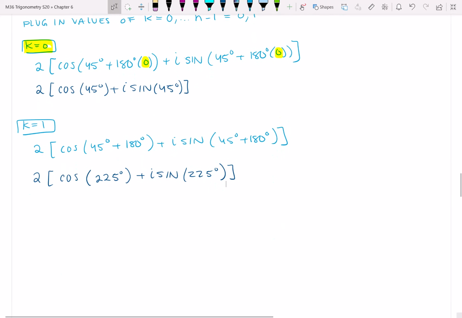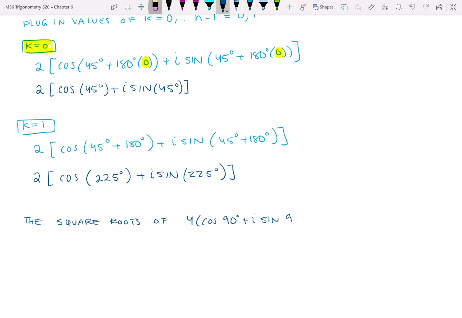So maybe I'll write it down. The square roots of 4 cosine of 90 degrees plus i sine of 90 degrees are 2 cosine of 45 degrees plus i sine of 45 degrees, and 2 cosine of 225 degrees plus i sine of 225 degrees.